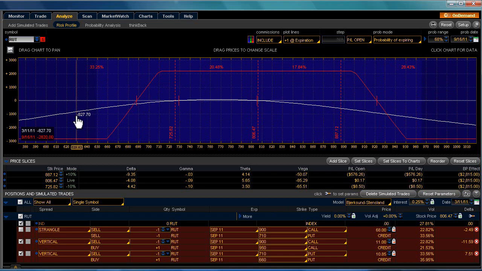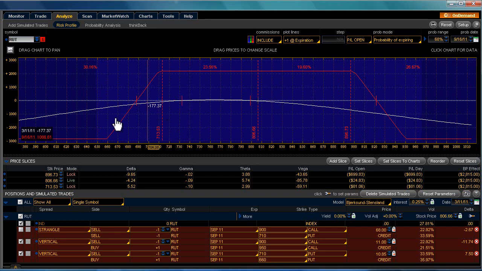Now we have $2,800 in risk and a possibility of making $2,100. And if we look at maximum profit, we have a 70% chance of making maximum profit between now and all the way out to September. Reset the slices. We'll look at our 10%. Even if it moves 10% in either direction, in September at expiration, we still would be at maximum profit. So this looks like a pretty good trade.